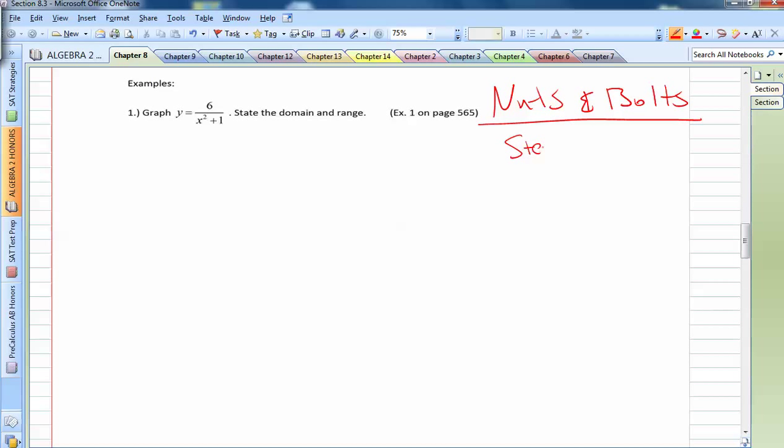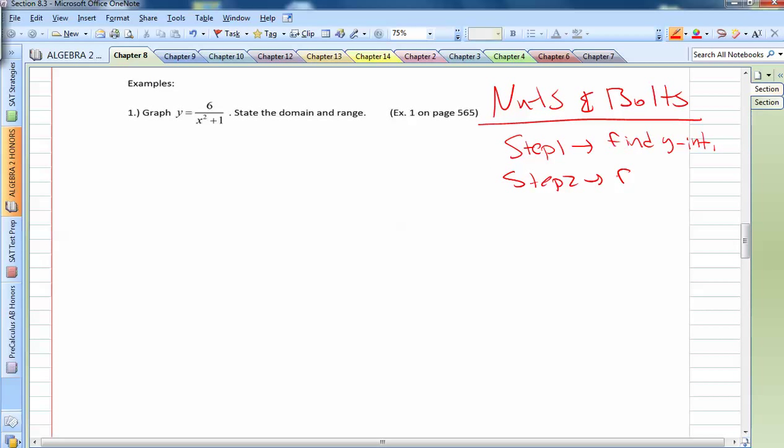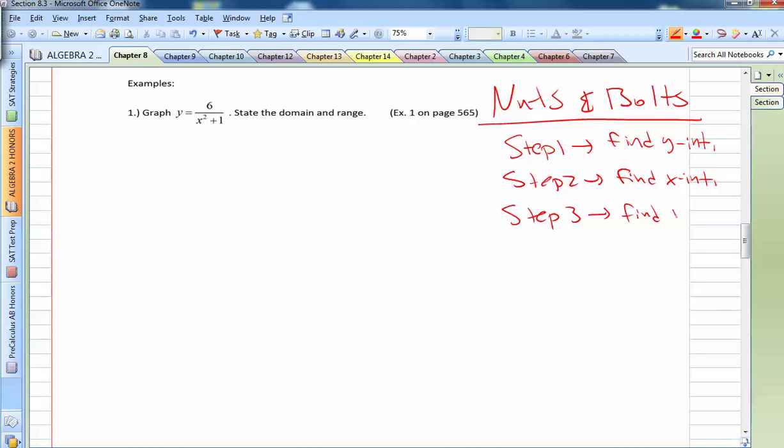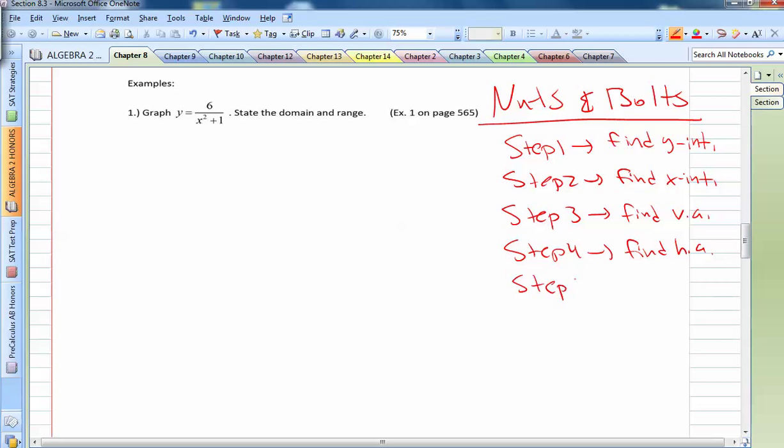Step 1 will be to find your y-intercept. Step 2 will be to find your x-intercept. Step 3, find your vertical asymptote. Step 4, find your horizontal asymptote. And then finally, step 5. Well, actually, I shouldn't say finally, but it's close. We're going to do a sign chart. And then step 6, draw your graph. So it's a 6-step process.